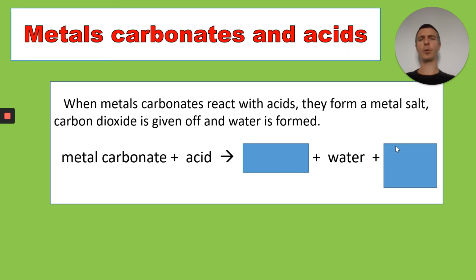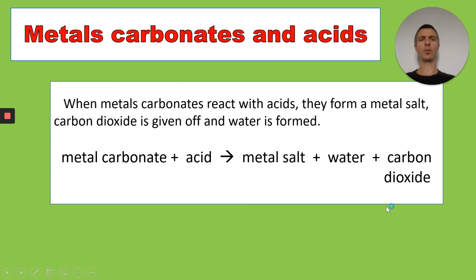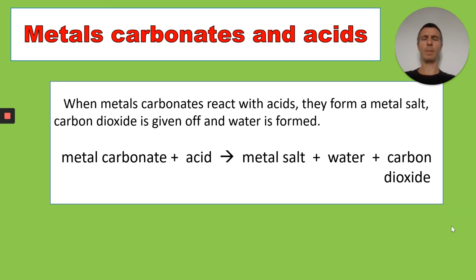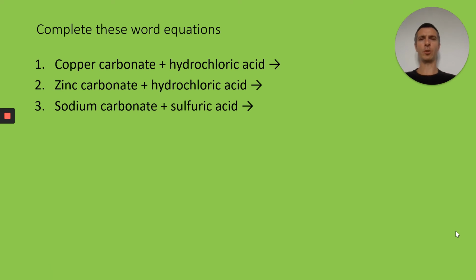Okay, final thing to go through is if you have a metal carbonate plus acid. Now, a metal carbonate is a compound that has the carbonate ion, CO3, in it. So when metal carbonates react with acids, they form a metal salt, water and carbon dioxide. The carbon dioxide comes from the metal carbonate. Once again, the metal salt comes from the metal in the carbonate, and the acid tells you which salt is made. So as before, could you have a go at those word equations, please?